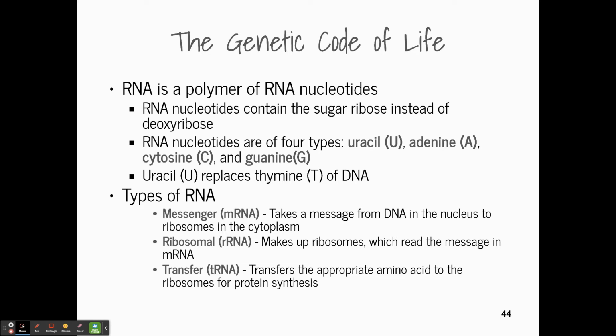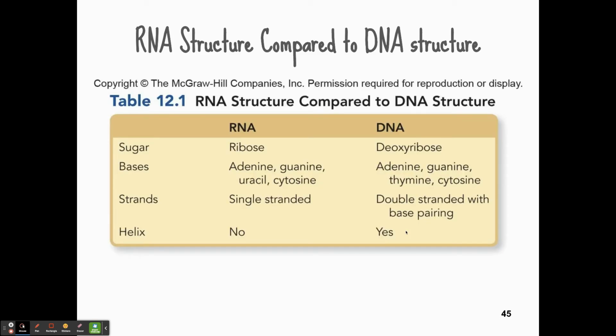rRNA, or ribosomal RNA, makes up the ribosomes. And tRNA, or transfer RNA, transfers the appropriate amino acid to the ribosomes for protein synthesis. All right, so here's the difference between RNA and DNA. So the structure and difference between RNA and DNA.